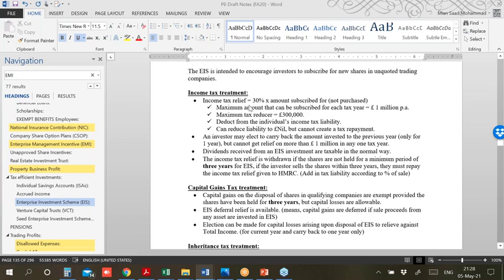However, HMRC has provided a cap for a year: you cannot invest more than 1 million per annum. You can invest 3 million in 3 different years, but not more than 1 million per annum. So the max tax reducer that you can take is 300,000, that is 30% of the 1 million in 1 year. You can deduct it from your income tax liability, but a very, very important point, it cannot create a refund. It can reduce your tax liability to nil. For example, if I have a tax liability of 10,000 and my EIS deduction is 12,000, I'll not be getting a 2,000 refund from HMRC.